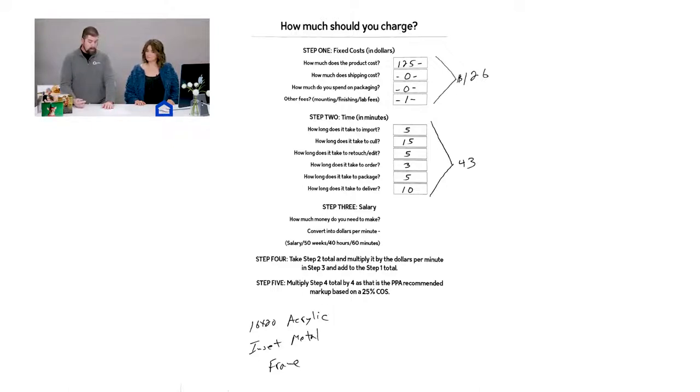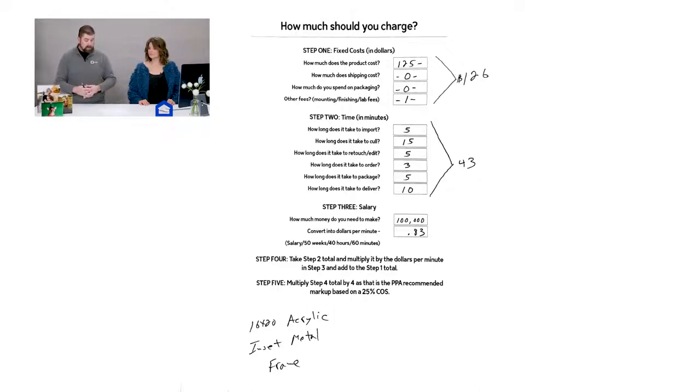Yep, exactly. So in our step three, it's going to ask you how much money do you need to make? Now, a lot of the conversations that I have with people who are really in the growth part of their business is they'd really love to make $100,000. Six figures is the goal for the year. Yep, exactly. So your gross revenue of $100,000. Now you're going to convert that into dollars per minute.